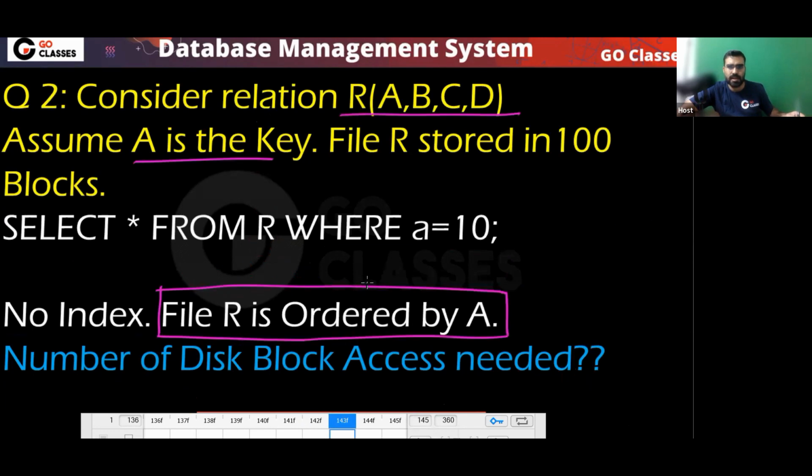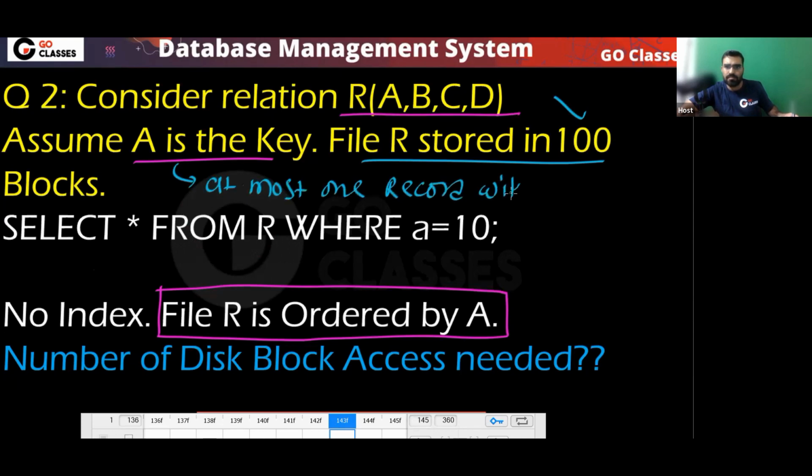What is the difference? Everything else is same. Your file needs 100 blocks and A is the key and this is the query. So for this query, I can say there is at most one record with A equal to 10. So you can easily see that there is at most one record with A equal to 10.